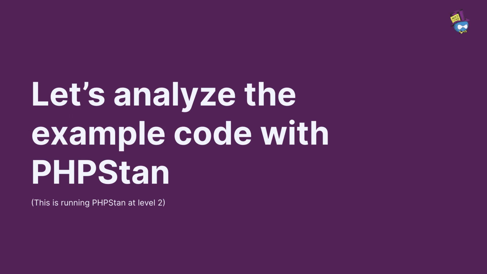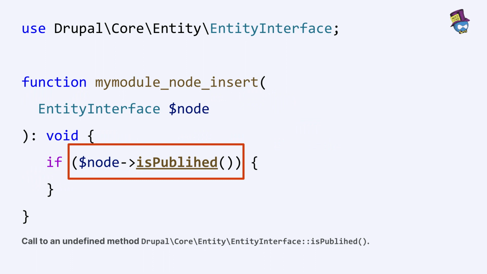So let's take that example of the hook node insert with the typo and run it, kind of walk through what phpstan would be doing. Again, here's a snapshot of the code. We have the typo that's missing the S. So we get a warning that says, call to undefined method EntityInterface isPubli, with the typo. Great, we have an error.